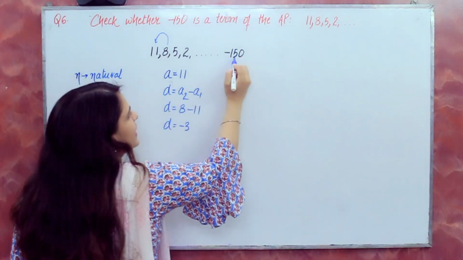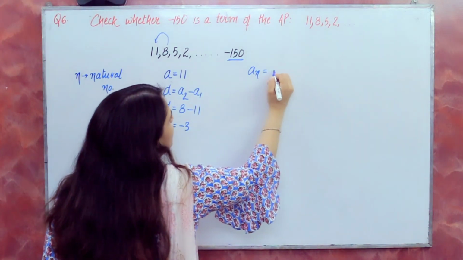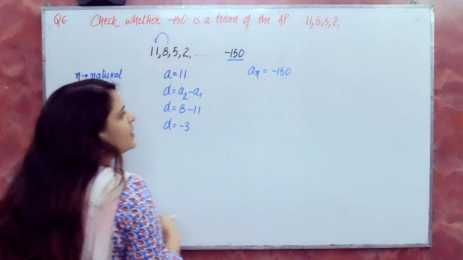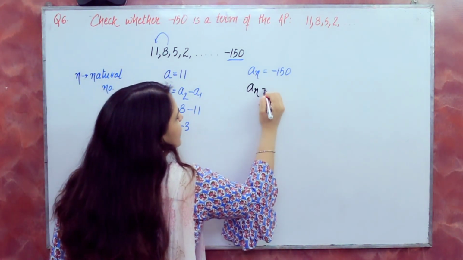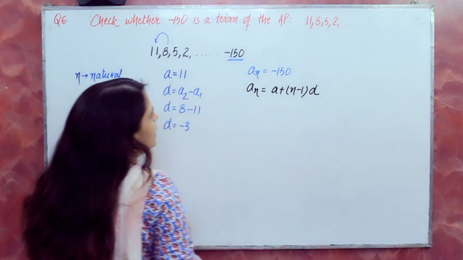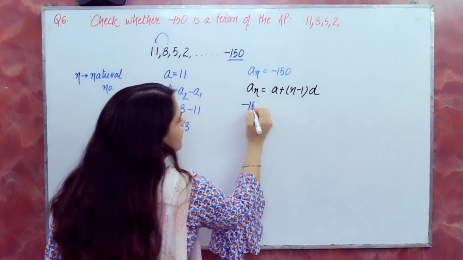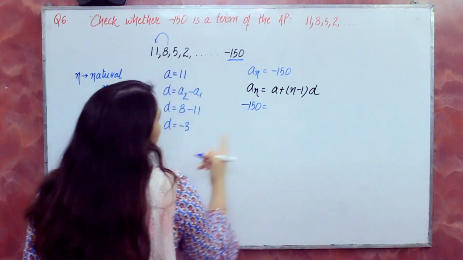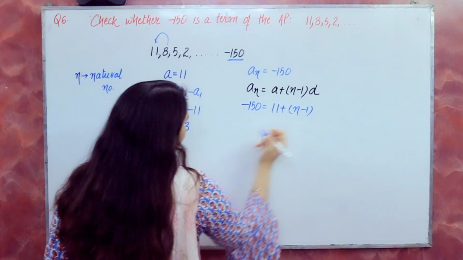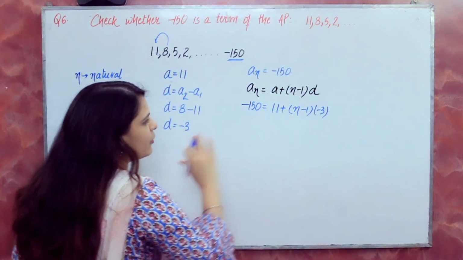We have assumed that this is a term of the AP. So in this case, let's say it's the nth term, which is equal to minus 150. Now I'm going to use the formula for the nth term, which is an equals a plus (n minus 1)d. Now we are going to substitute our values: the value of an is minus 150, the value of a is 11, the value of n you have to find, and the value of d is minus 3. I am writing this minus 3 in brackets just to avoid confusion.